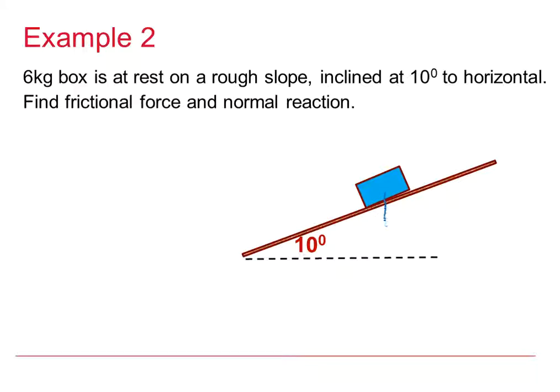So the block has a vertical weight acting straight down, which is 6g newtons. It's at rest on a rough slope, so the block will have a tendency to slide downhill, so friction must be stopping that tendency. So friction will be acting up the slope, so there's F. It's in contact with the slope, so there's a contact force, a normal reaction force, R, and it's in equilibrium. Before we apply any methods, it's worth just putting a reference dotted line perpendicular to the slope and putting the 10 degrees in the correct place.